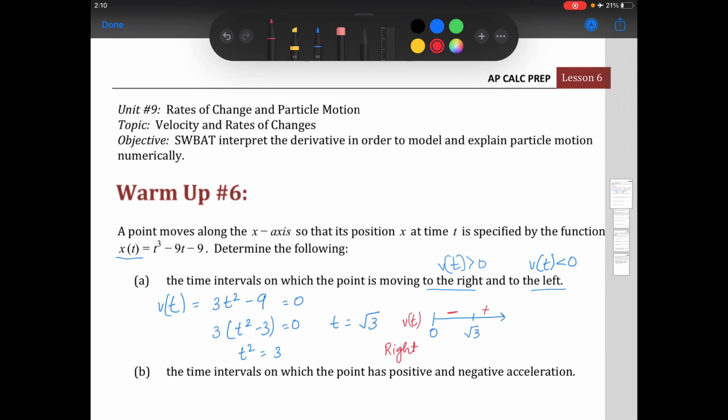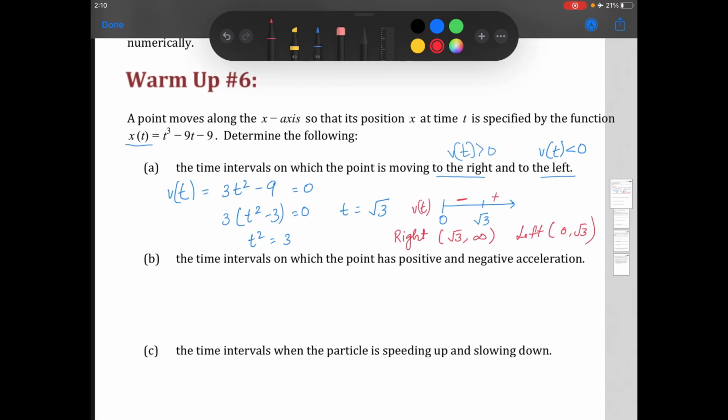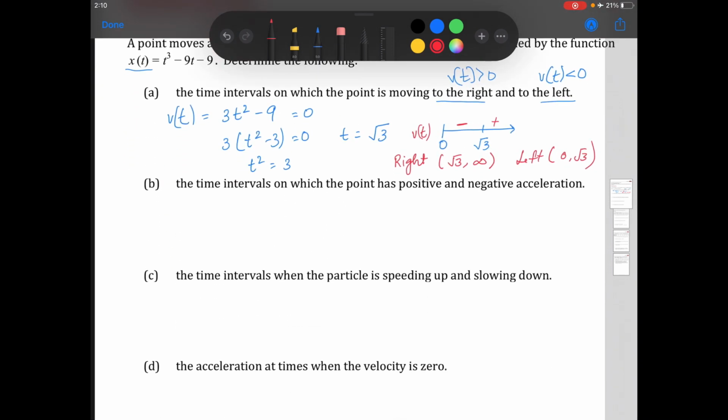So it is moving to the right over what interval? We need to write the interval. Right is where it's positive, from root 3 all the way to infinity, and left it is from 0 to root 3, right?